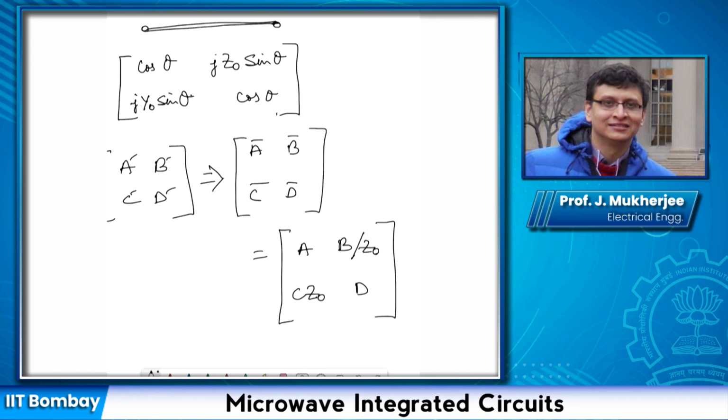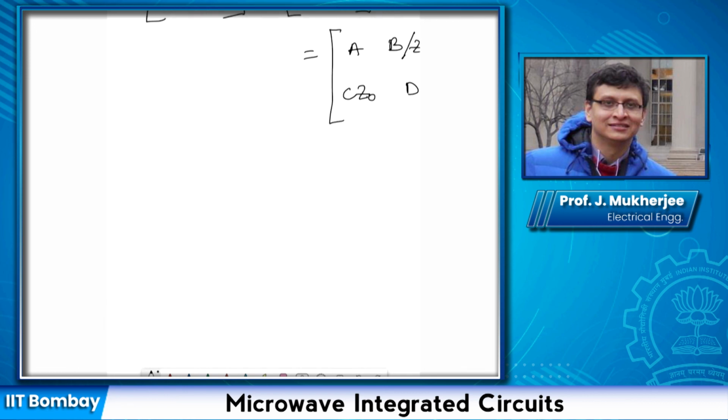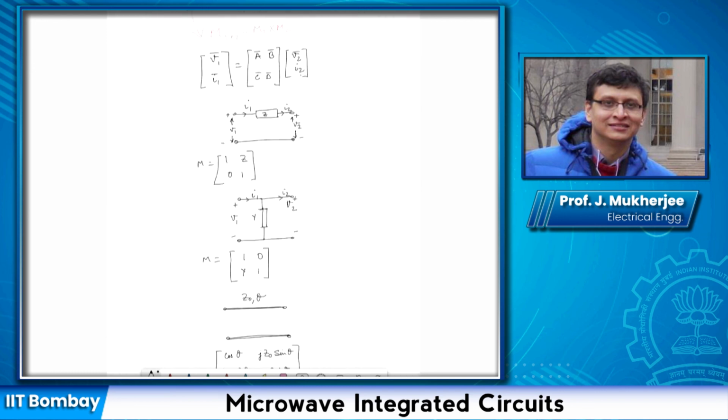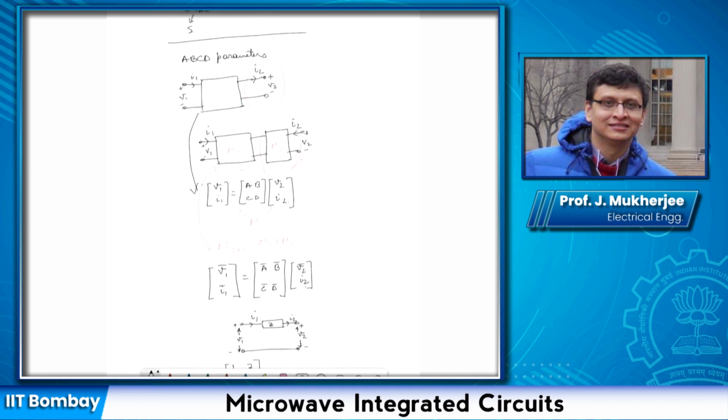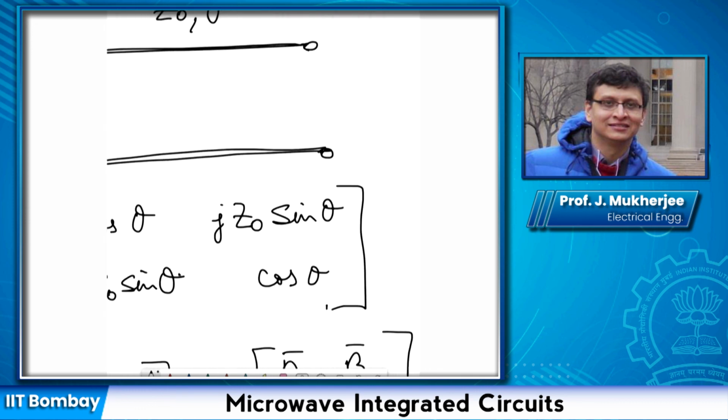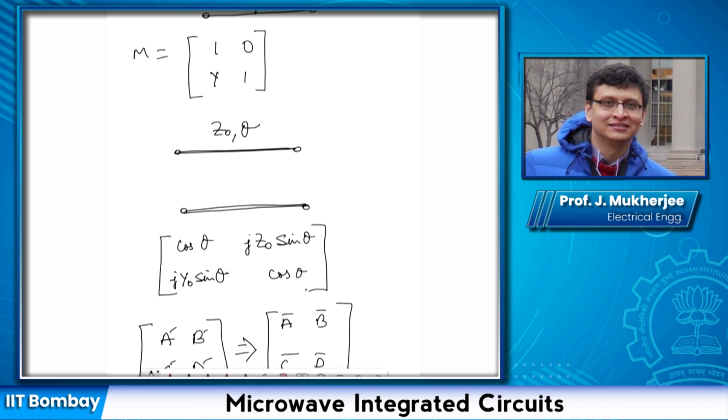There is one more parameter that is quite important actually, especially used in the case of BJTs sometimes, which are known as hybrid parameters. So hybrid parameters are like this. So this entire discussion was on ABCD parameters. Now we are discussing hybrid parameters.